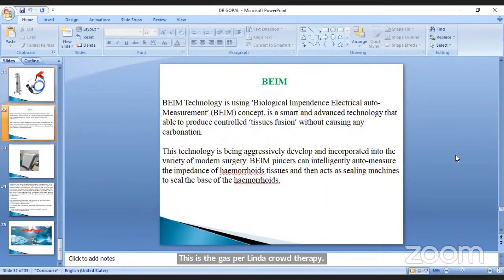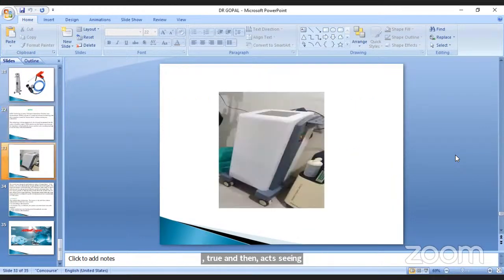The next one is BEAM. BEAM technology, using the biological impedance electrical auto measurement concept, is a smart advanced technology able to produce controlled tissue fusion without causing any carbonization. This technology is being aggressively developed and incorporated into a variety of modern surgery. BEAM can intelligently auto measure the impedance of hemorrhoid tissue and then act as a sealing mechanism to seal the base of hemorrhoids. It's a BEAM machine.